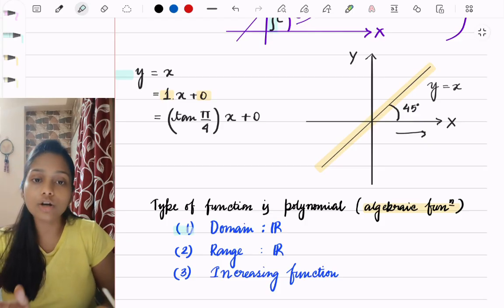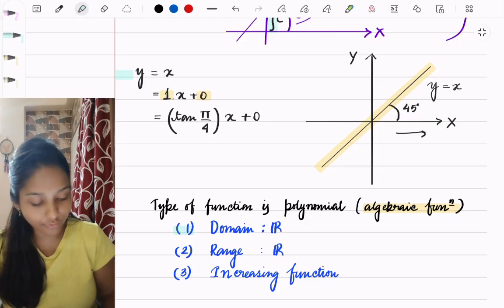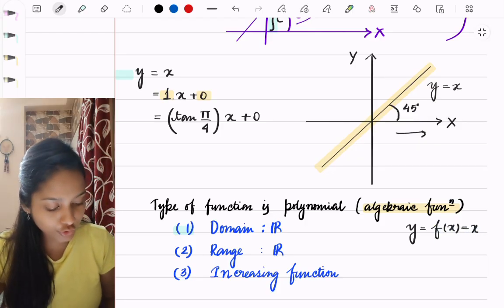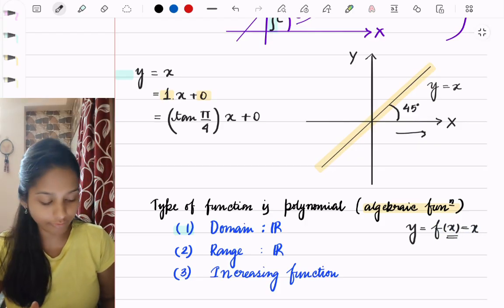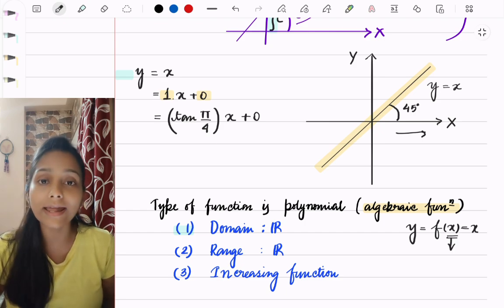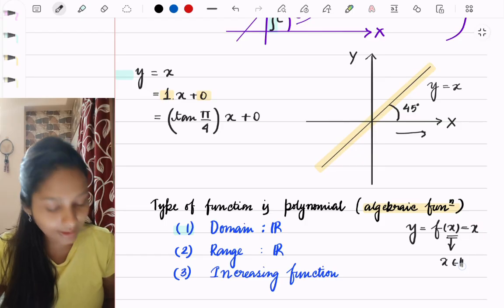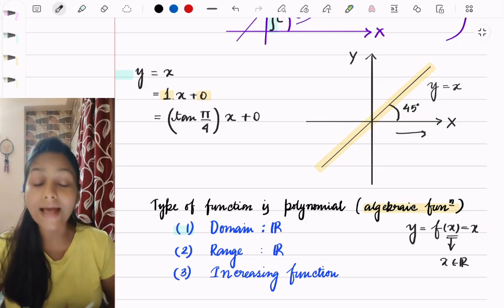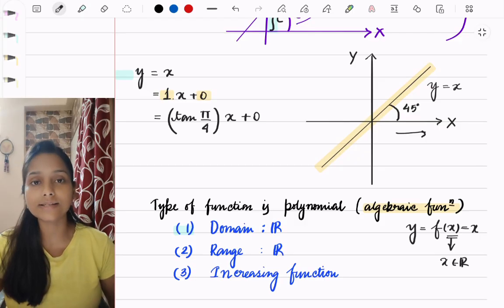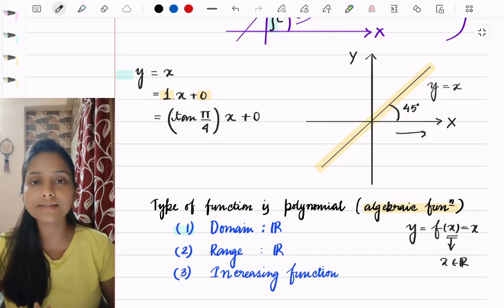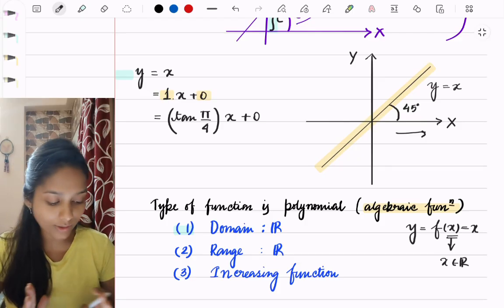Why R? Because in the case of y equals f(x) equals x, here x is the input of the function. So here we can put any value. So x belongs to R. Any real number can be put here, and also we are discussing real functions only, not considering any complex kind of function. So for real functions, the domain of this function is always R.